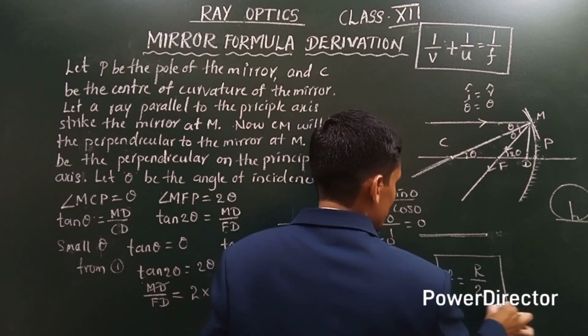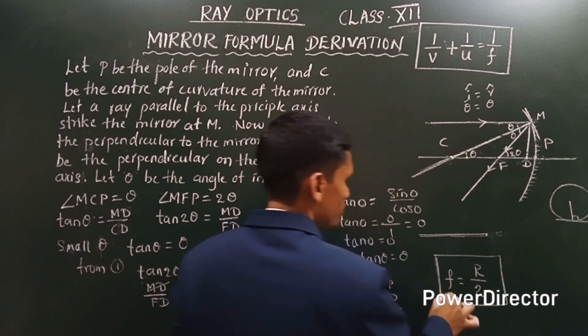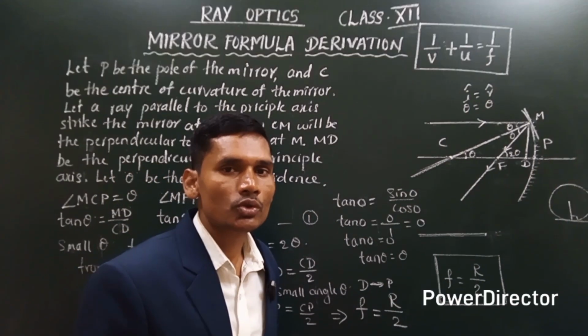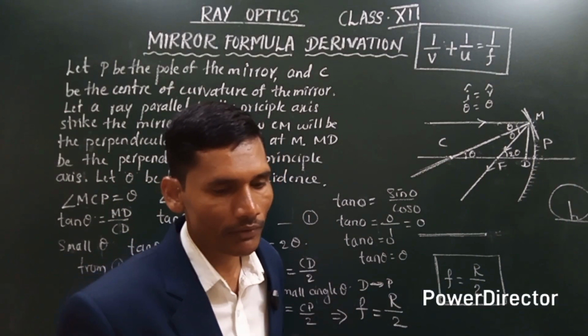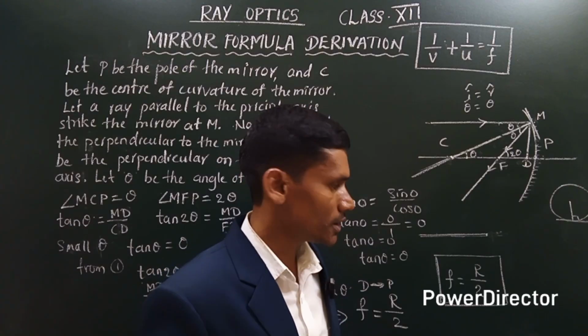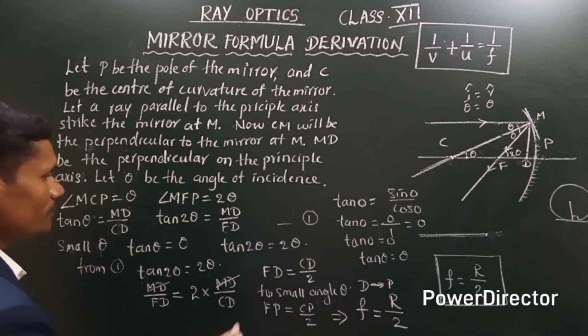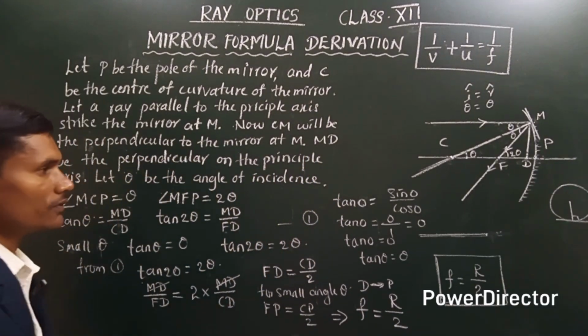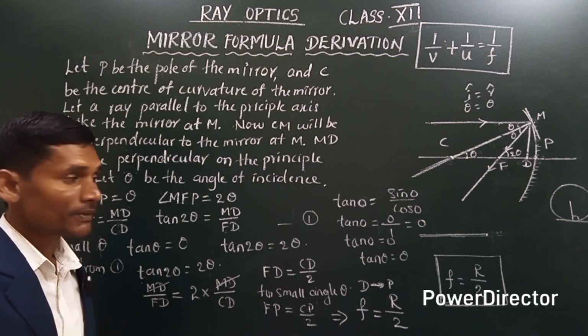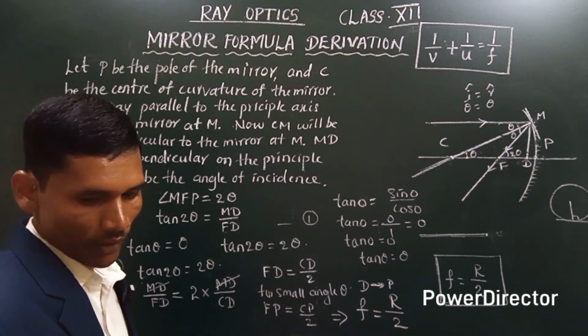This is the relation between focal length and radius of curvature. Two times the focal length is equal to the radius of curvature, or the focal length of the mirror is equal to half of the radius of curvature. Once you know this, we can go ahead with the mirror formula. Let us continue with how to derive the mirror formula now.